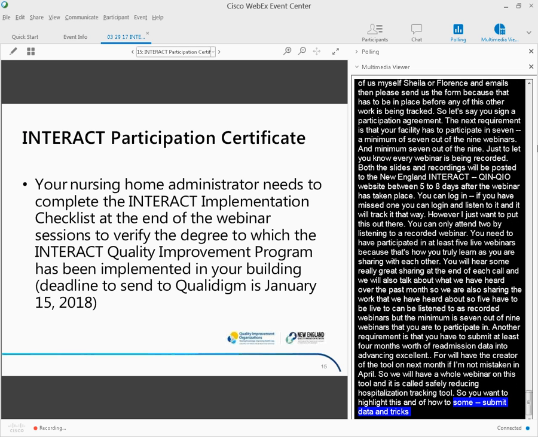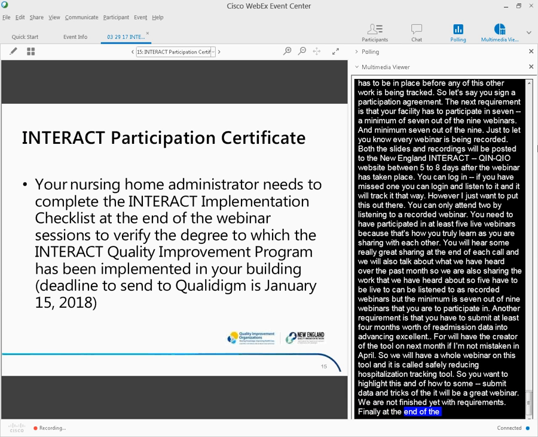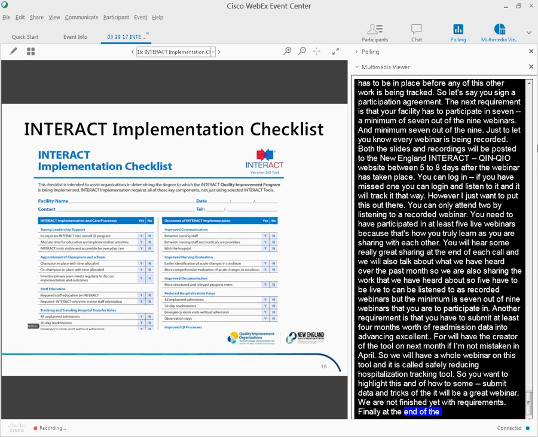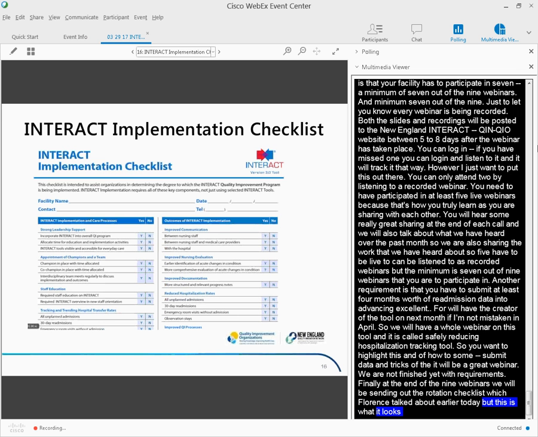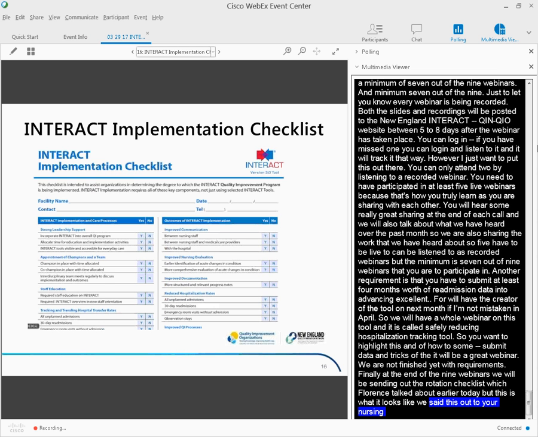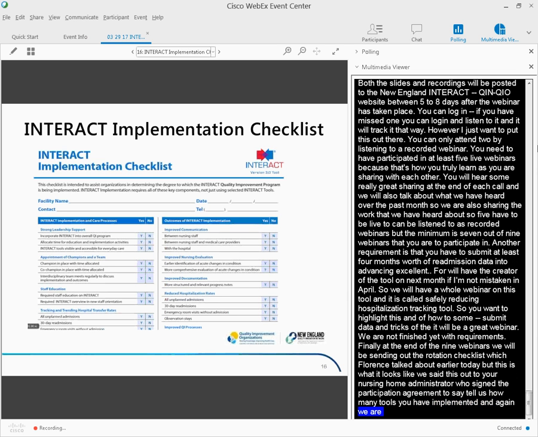Finally, at the end of the 9 webinars, we will be sending out the Interact Implementation Checklist, which Florence talked about earlier today, but this is what it looks like. We send this out to your nursing home administrator, the one who signed the agreement: how many tools have you implemented? And again, we're talking about house-wide. We are not talking 1 unit here and 1 unit there. And this allows us to verify the degree to which the Interact QI program has been implemented.